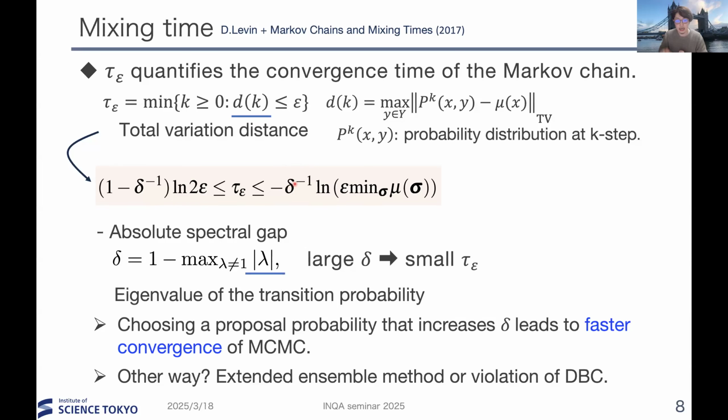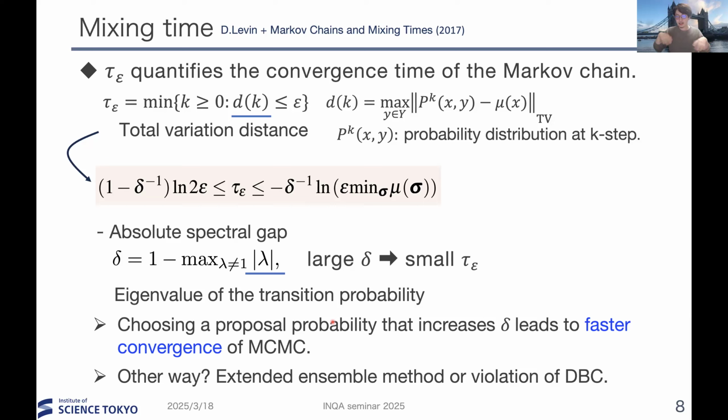Here delta is the absolute spectral gap, defined like this: delta equals 1 minus the maximum absolute eigenvalue. Lambda is the eigenvalue of the transition probability of the Markov chain. This inequality tells us that a large delta leads to a small tau epsilon. This is an efficient Markov chain. So from this inequality, choosing the proposal probability that increases delta leads to faster convergence of MCMC. So the design of the proposal probability is important in the Metropolis-Hastings rule.